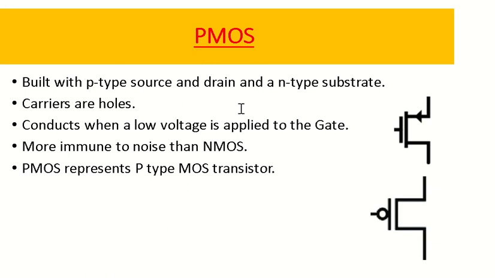Coming to the symbol, this is the symbol of PMOS, and there is a bubble here. This is an active low circuit. Whenever there is a bubble, we usually say it is active low, which means it conducts when a low voltage is applied. Active low means it is active when a low voltage is applied. That is the meaning of the bubble.